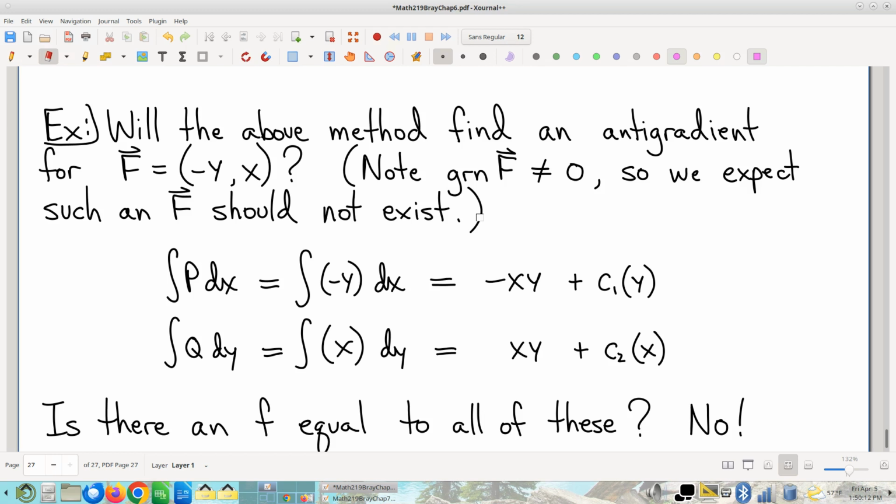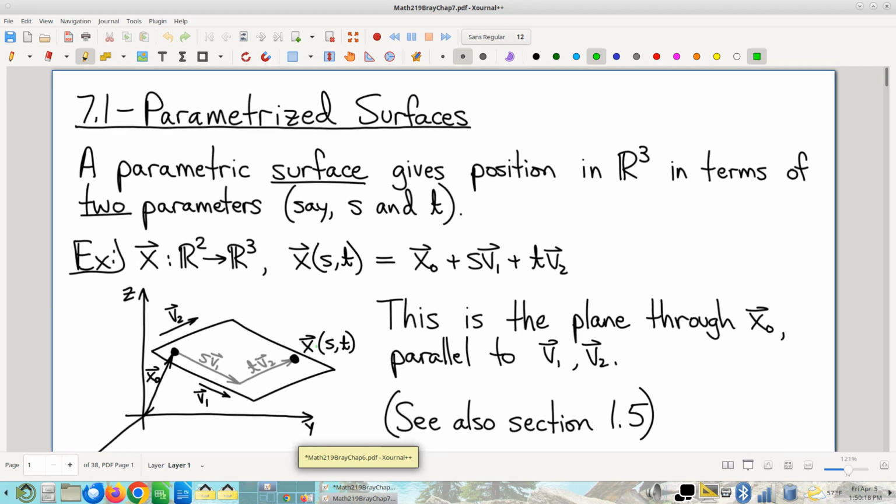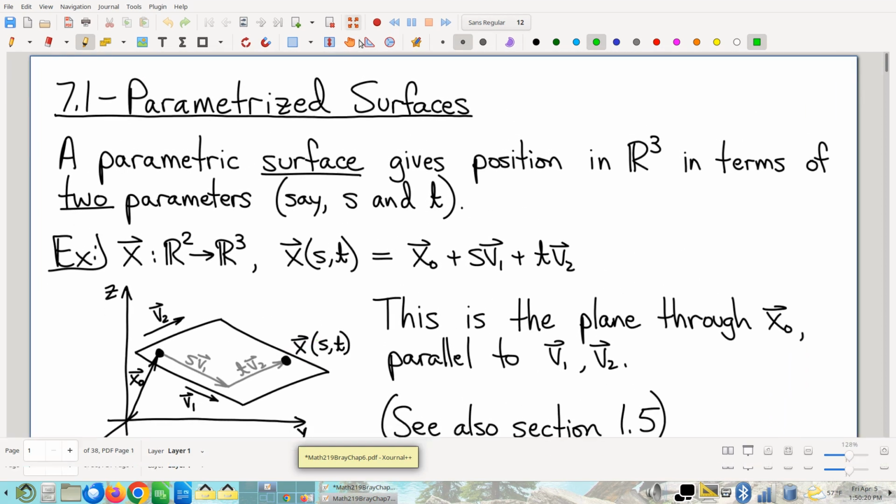Okay, we're done with Chapter 6. Moving along, Chapter 7. So Chapter 7, just big picture here.